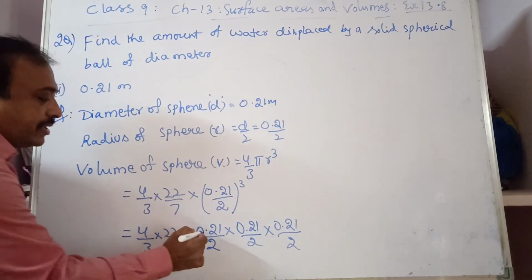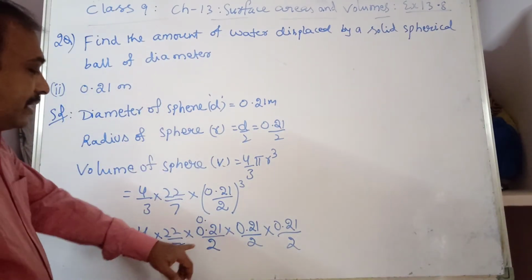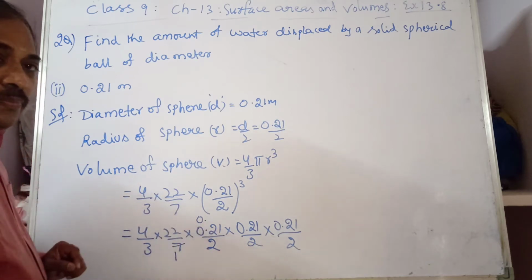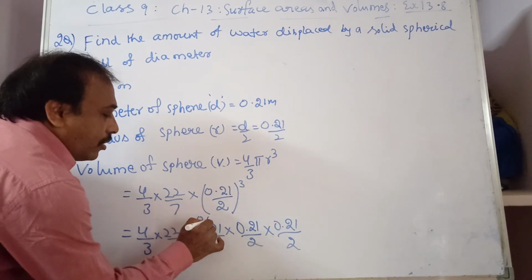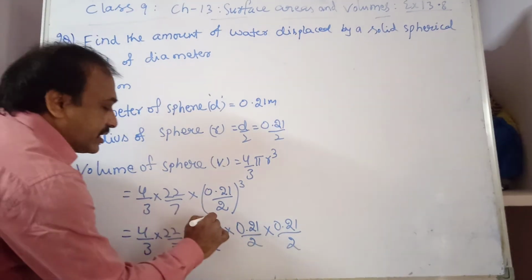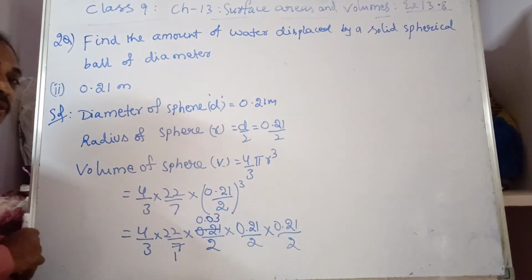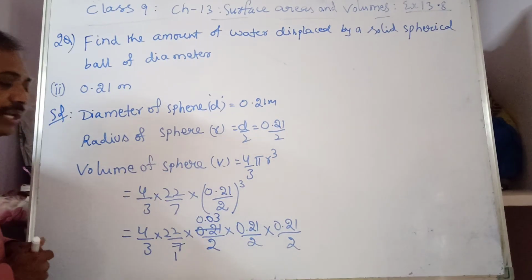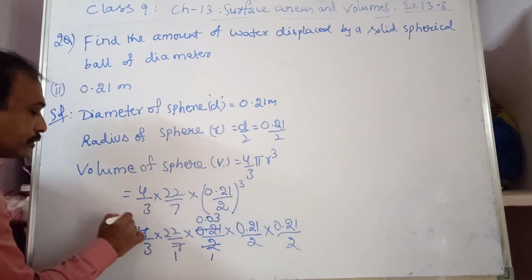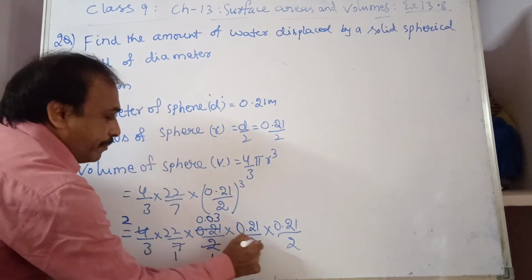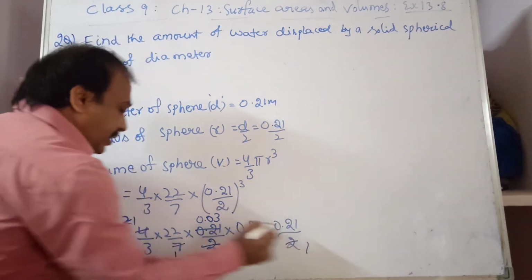7 ones are 7. See, can you divide 2 with 7? Not possible. So 0, and then 2 and 1, 21. 7 threes are 21, so 0.03. Next, the 2 table: 2 ones are 2, 2 twos are 4, and so on.